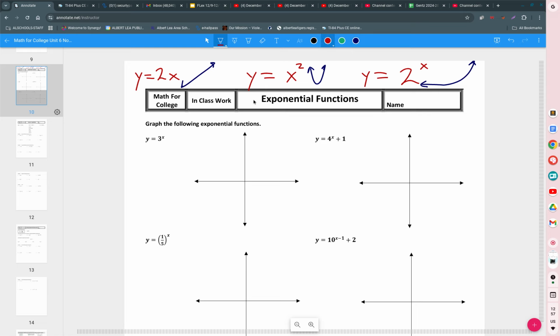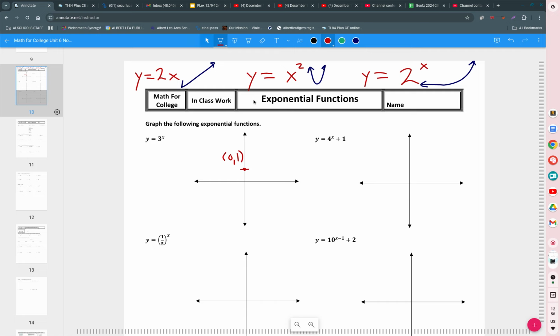So here's what we have. If you have a base that is greater than 1, the shape looks like that. It goes through the coordinate (0, 1). And the reason why it goes through (0, 1) is because anything to the 0 power is 1.